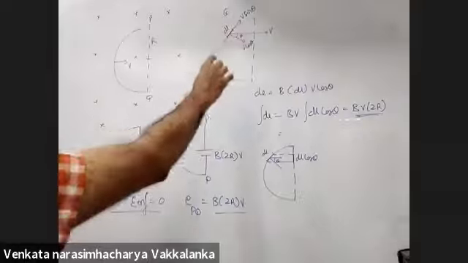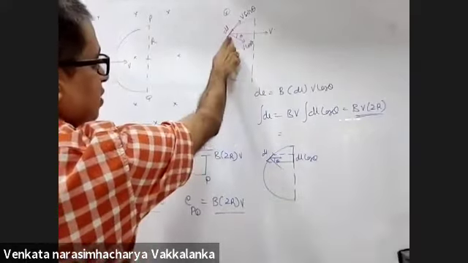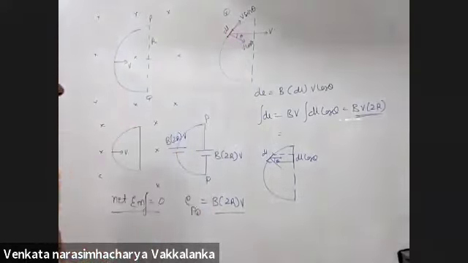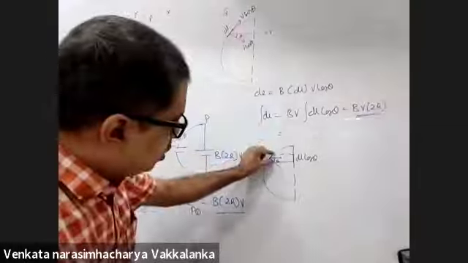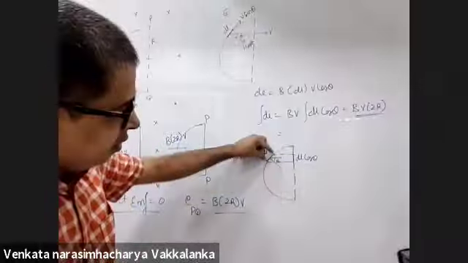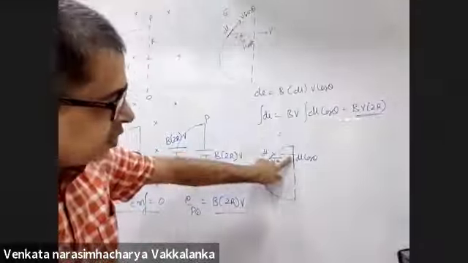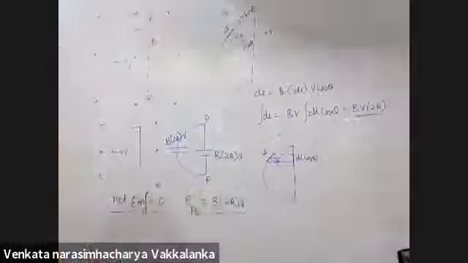Or the other way, without completing, we found EPQ across this loop by considering this dl and then integrating. And for that one, how did you get dl cos theta? If this is dl, its horizontal projection will be dl cos theta. Summation of dl cos theta will be 2r.